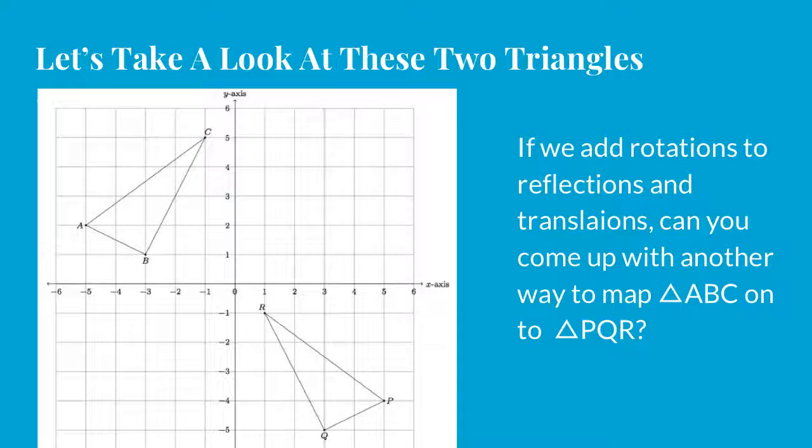So let's not limit ourselves on this one. Let's use rotations, reflections, translations, anything we want. Can you come up with another way to map ABC onto PQR? I want you to pause me while you're thinking, testing, hypothesizing. I guess that's backwards. Hypothesizing, testing. Come back when you have formulated your answer.